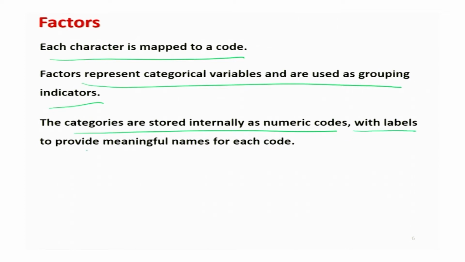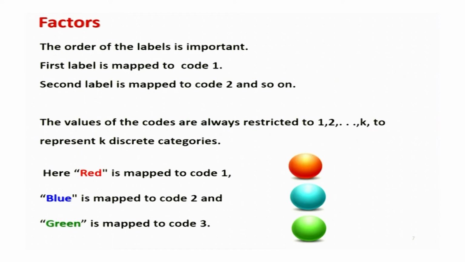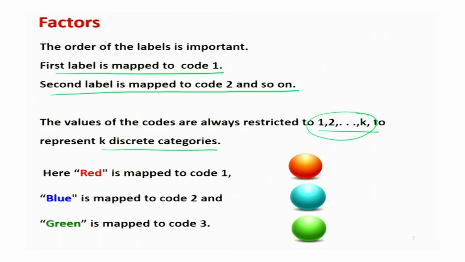And these categories are stored internally as numeric codes, and these numeric codes have been given some labels. This label provides meaningful names for each code, like 1 is red, 2 is blue, and so on. The order of the labels is very important, because the first label is mapped to code 1, the second label is mapped to code 2, and so on, right. So the values in these codes are always restricted to some finite number, say 1 to k, otherwise how will you give it a number?